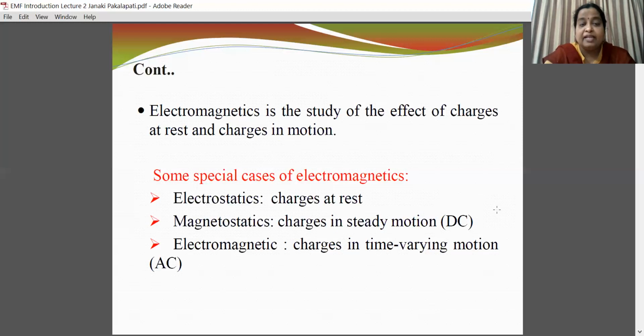Electrostatics deals with charges at rest. In magnetostatics, we deal with charges in steady motion, that means DC currents. You know what a DC current is, right? In the same way, what do we mean by electromagnetics? Electromagnetics is nothing but charges in time varying motion, that is nothing but AC, alternating currents.